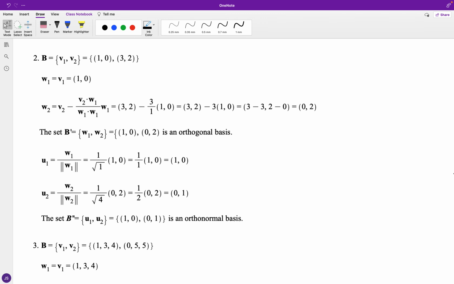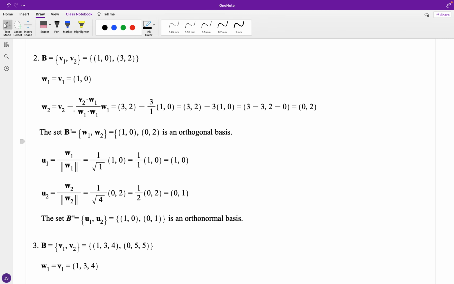Okay, now let's say that we have vectors that will not be orthogonal to each other, where we have the set B consisting of V sub 1 and V sub 2 with (1, 0) and (3, 2). And with the Gram-Schmidt process, W sub 1 is equal to V sub 1, which is already (1, 0). For W sub 2, we have V sub 2 minus V sub 2 dot W sub 1 all over W sub 1 dot W sub 1, and again, with the ratio multiplying W sub 1.